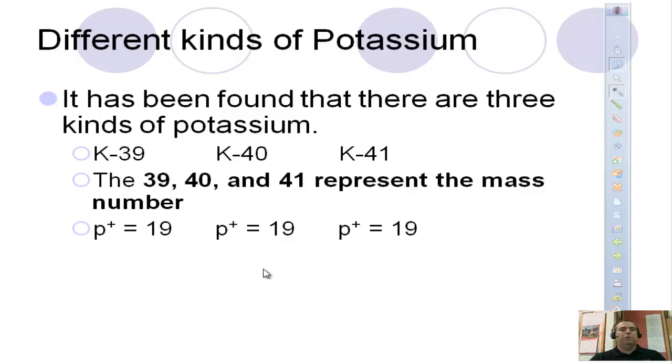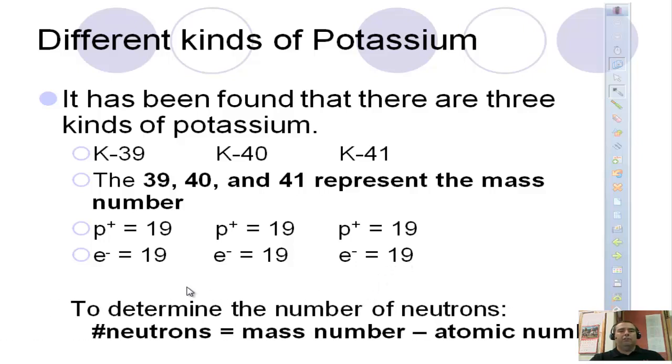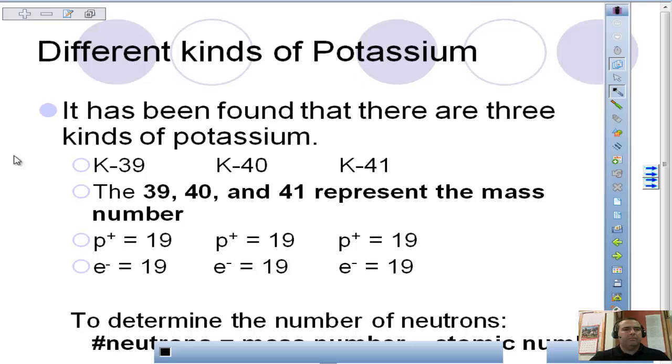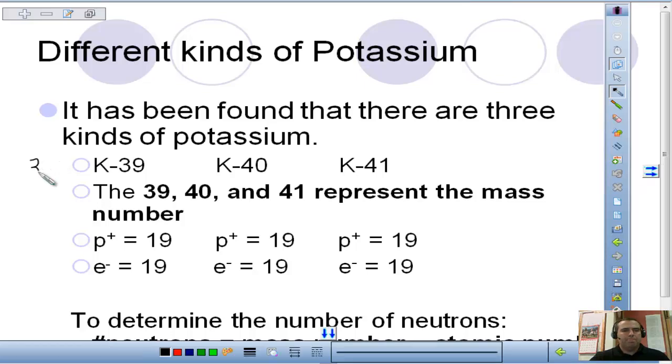Potassium has 19 protons. Because an atom is electrically neutral, it has 19 electrons. The difference in these different kinds of potassium comes from the number of neutrons. We find the number of neutrons by taking the mass number minus the atomic number. What we're literally going to do is take the mass number for this first one, 39, and subtract away the atomic number, 19.